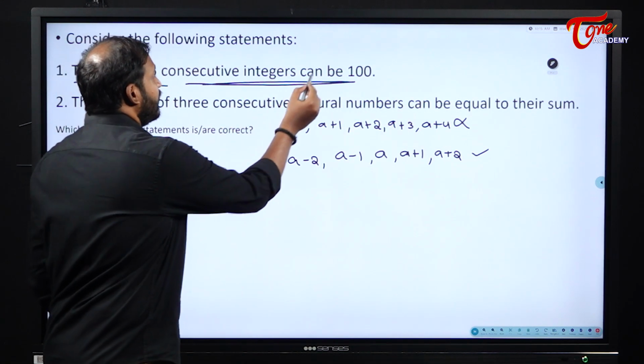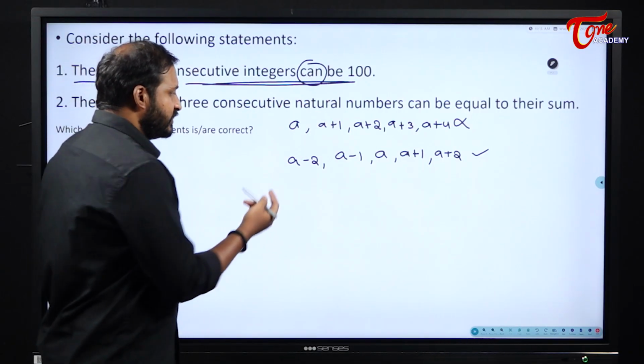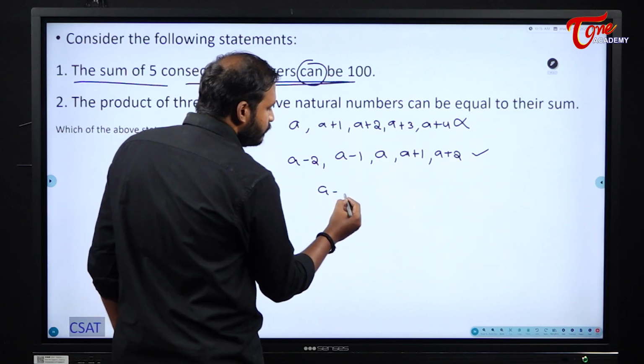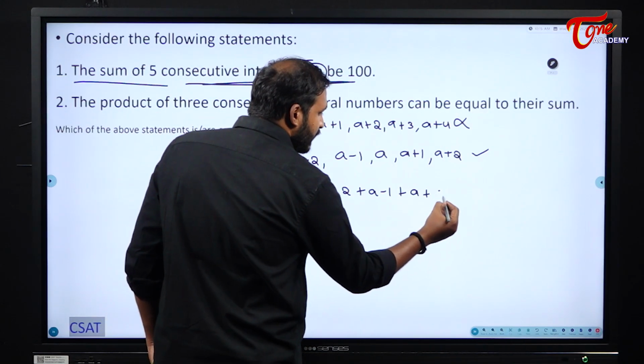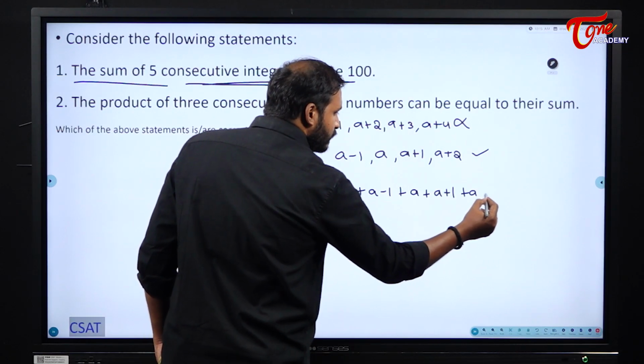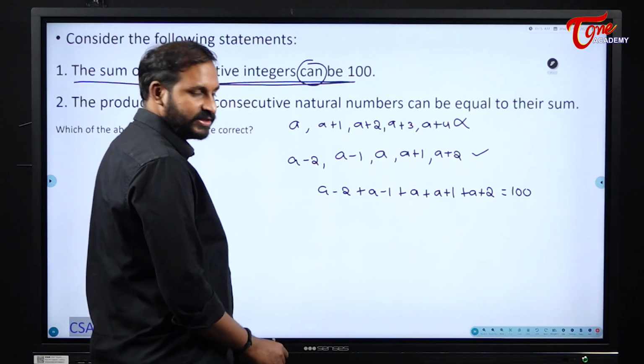The sum of 5 consecutive integers can be 100. He is using the words can be. So if one case is possible, then that is done for us. We will try to check here. See here, a minus 2 plus a minus 1 plus a plus 1 plus a plus 2. This should be equal to what? According to the question, 100, the given first statement.